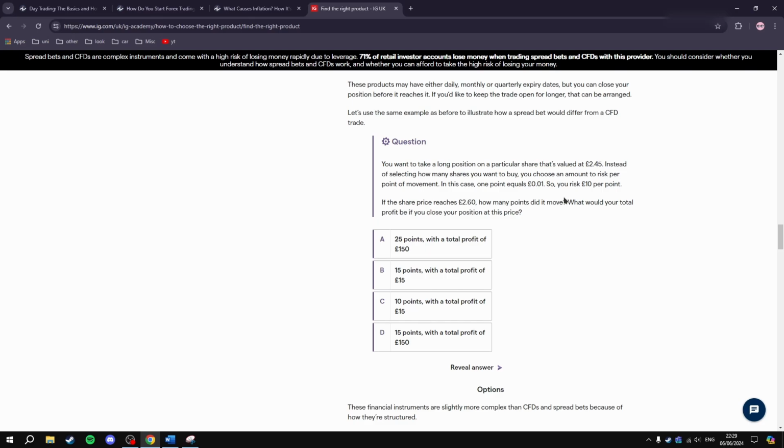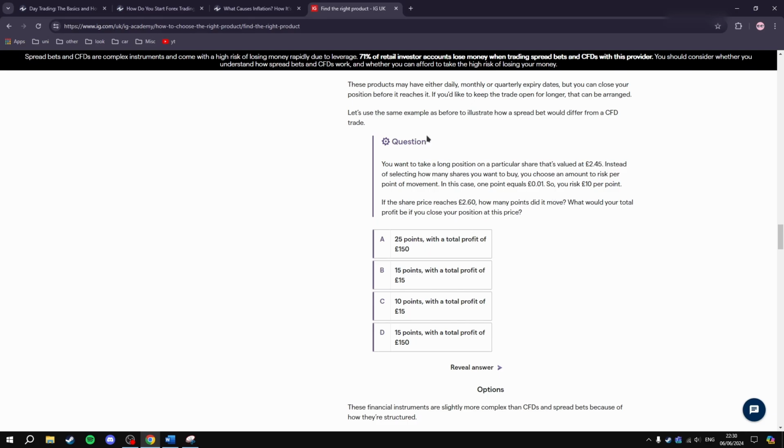Huh? 1 point equals 0.01, so you risk £10 per point. Oh right, 0.01 is a change in that price. Oh okay, never mind. I was getting confused.